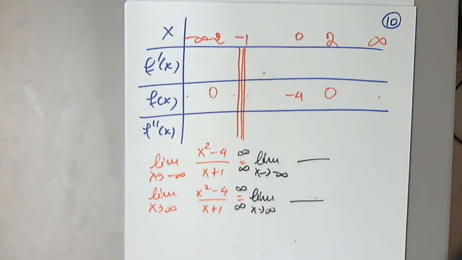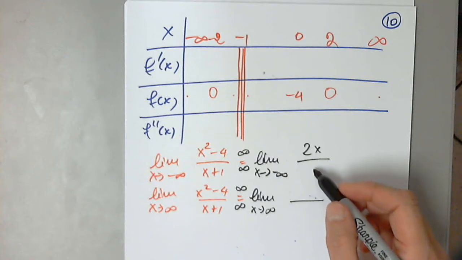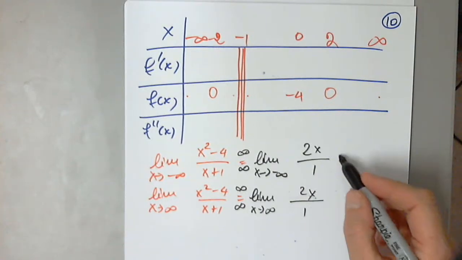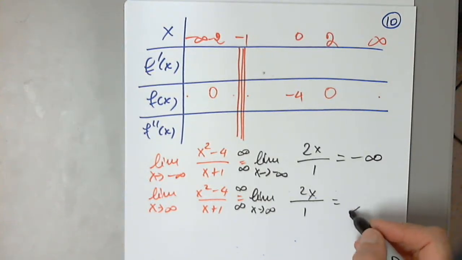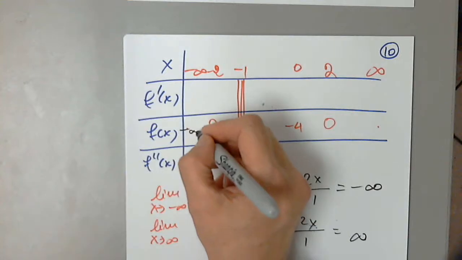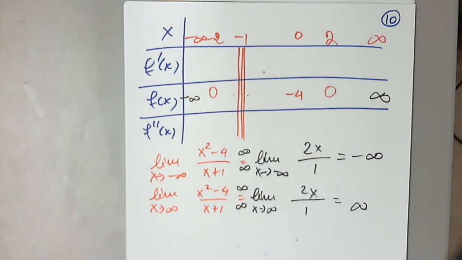What do we get when we differentiate the top? When we differentiate the denominator, we get... Very good. And what is the answer? Very good. The last thing we need, left and right of 1. I'm sorry, left and right of -1.